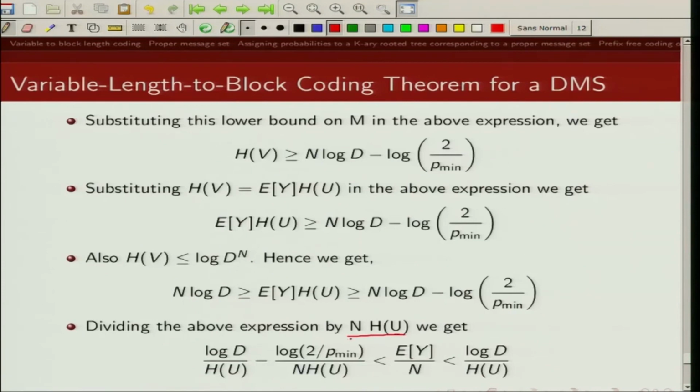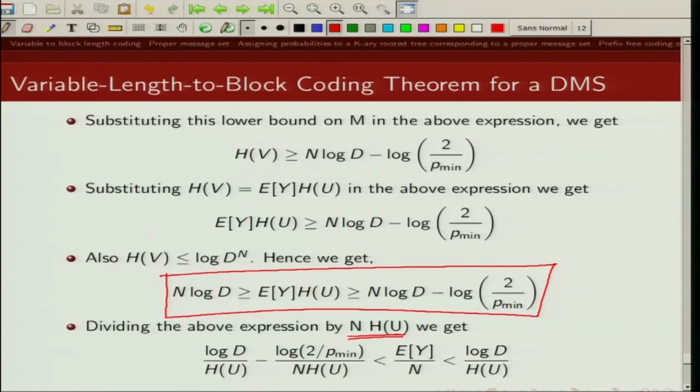Next, I divide this expression by n times H of u, and what I get is this relation. So this will give me a lower bound on the expected value of y given n, as well as an upper bound on the expected value of y given n. So for a proper message set, what we have come up with is bounds on the average input message length divided by the output message length.